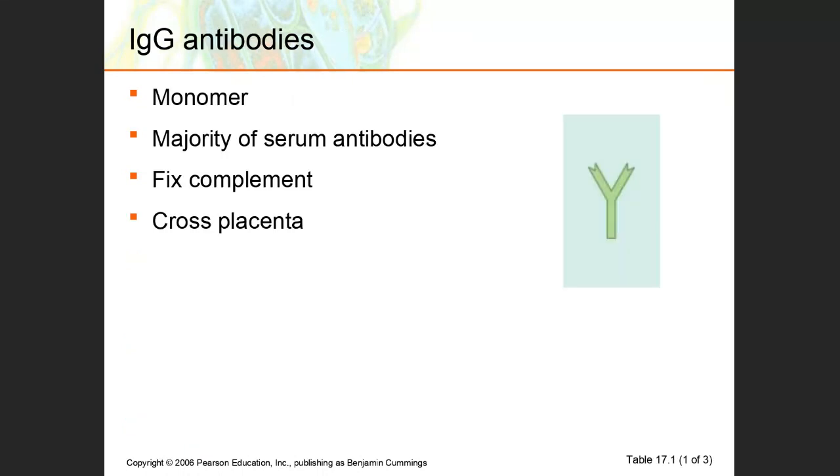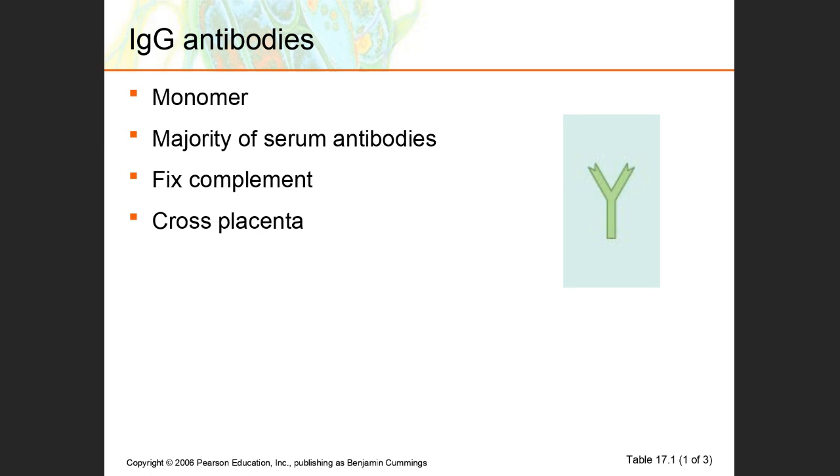So IgG antibodies are monomers. This means there's just one Y-shaped molecule. And when you look in the blood serum, the majority of antibodies present are IgG antibodies. They have the ability to fix complement. That means to activate the complement cascade, right? The classical pathway where those serum proteins associate to poke holes through cell membranes.